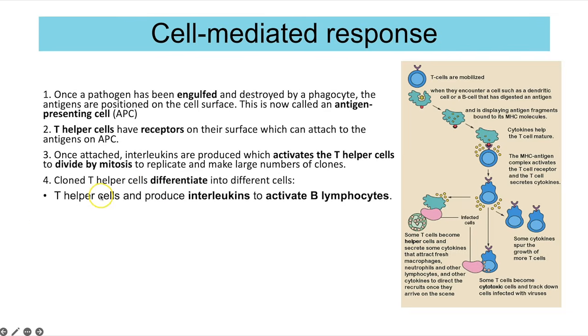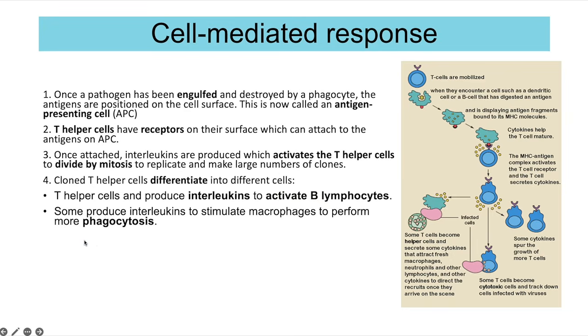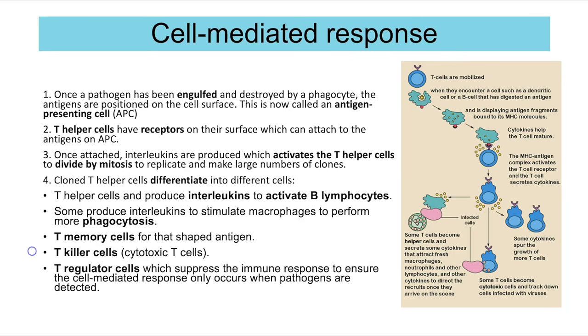You'll have some which will differentiate into even more T helper cells to produce more interleukins to keep this process going, and also to activate B lymphocytes. Some produce interleukins to stimulate macrophages to perform more phagocytosis. You also get T memory cells, which will store a memory of that particular shaped antigen. And then T killer cells, or cytotoxic T cells. And those ones we'll have a look at in a bit more detail.